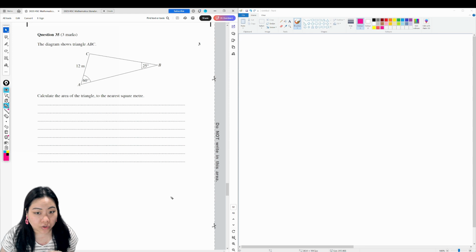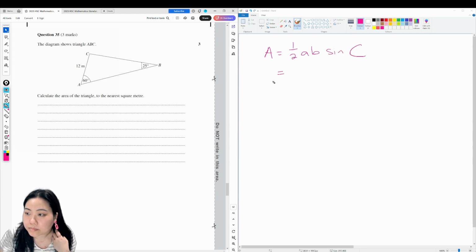Question 35 with 3 marks. The diagram shows triangle ABC. Calculate the area of the triangle to the nearest square meter. Nice and straightforward question. I like it. The area of this triangle will have to use trig, which is half AB sine C. Which we can't do yet because we need 2 sides and we only have 1 so far.